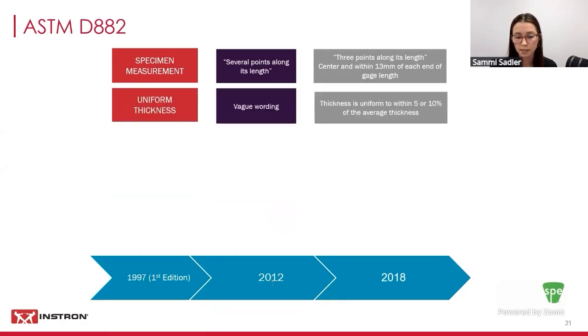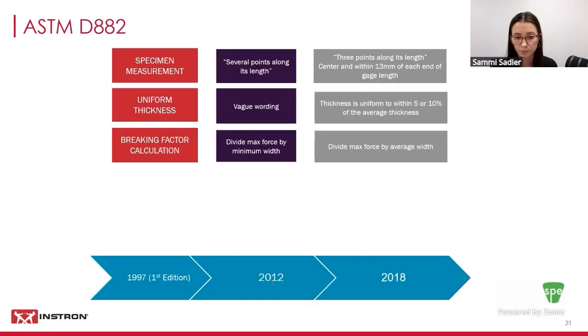Another change is in subsection 7.5, which states that the specimen must be within 10% uniformity of the thickness based on the average thickness, whereas originally there was very vague wording around how thick your material must be. And then subsection 12.2 was added in the 2018 update, which revised using an average width of the specimen as opposed to the minimum to stay consistent with how stress and modulus are calculated.